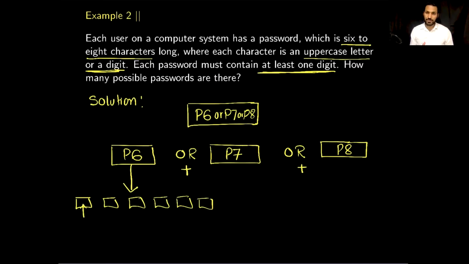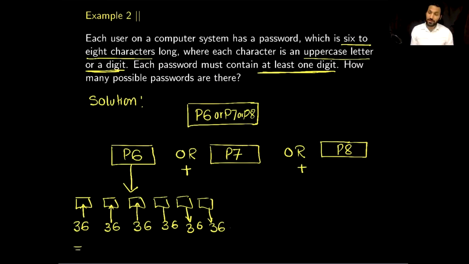In the first position, I can use either an uppercase letter or a digit. So the total number of ways is 36. Second position, I can also use 36, either an uppercase letter or a digit. The second position can be filled 36 ways, and likewise the third, fourth, fifth, and sixth. So there are 36 ways to fill each of these six positions.